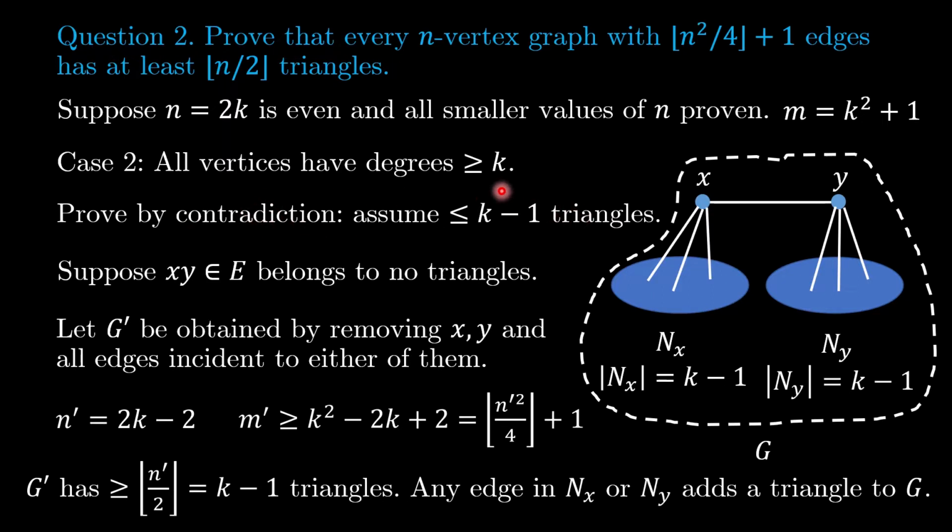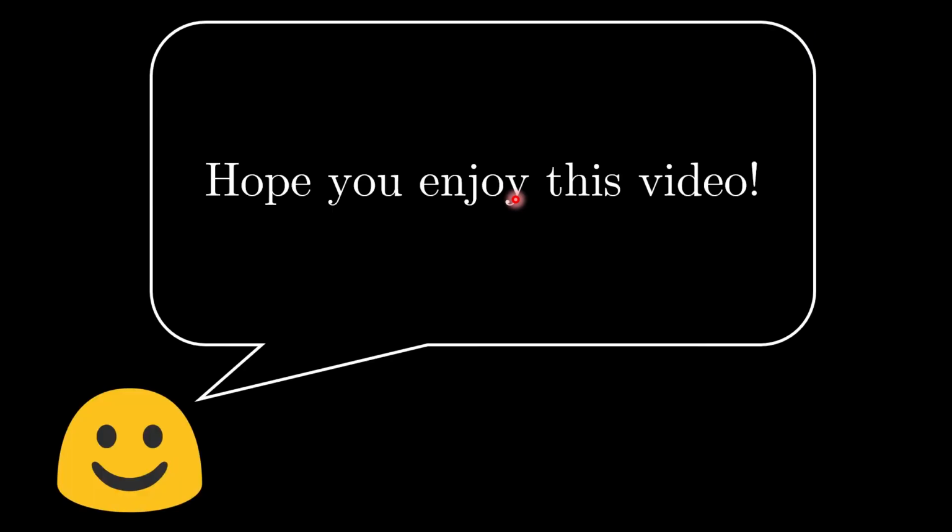So the original assumption is wrong and there are at least k triangles. This concludes the proof of question 2. Hope you enjoyed this video. I think the whole phenomenon, even if the proof is quite complicated, the whole phenomenon of supersaturation is something very fascinating, and indeed graph theory has many surprises.